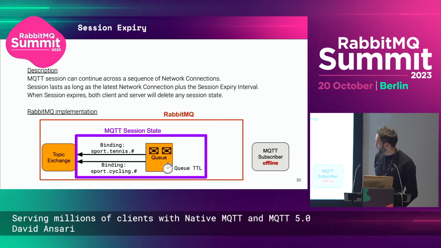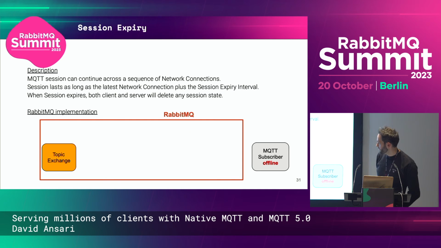Now, we already have a feature in RabbitMQ that's called QTTL. By simply setting a QTTL, that's the same as the session expiry interval. If the MQTT subscriber doesn't reconnect and consume within that interval, we just delete the queue, and therefore all the messages, and therefore all the bindings. And that's how we delete the session state. So very simple. Just set a QTTL, that's it.